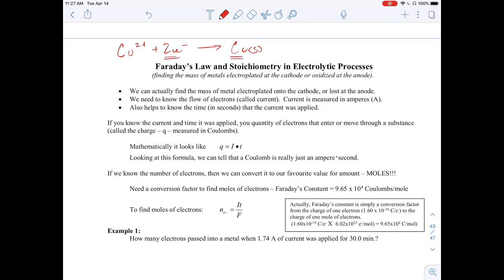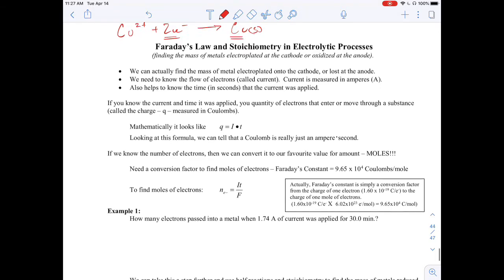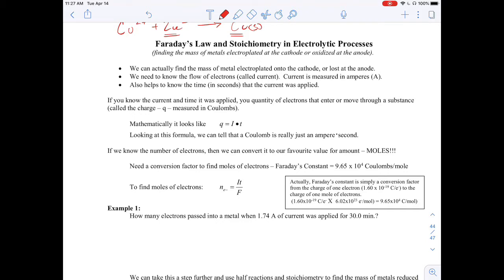Before we can get to that, though, we need to take a look at Faraday's law. Faraday's law connects the number of moles of electrons to the amount of charge. And so Faraday's law allows us to find the mass of metals electroplated in the cathode or oxidized at the anode. So we can find the mass of metal electroplated or lost. We can know the flow of electrons or the amount of current, and our current is measured in amps.